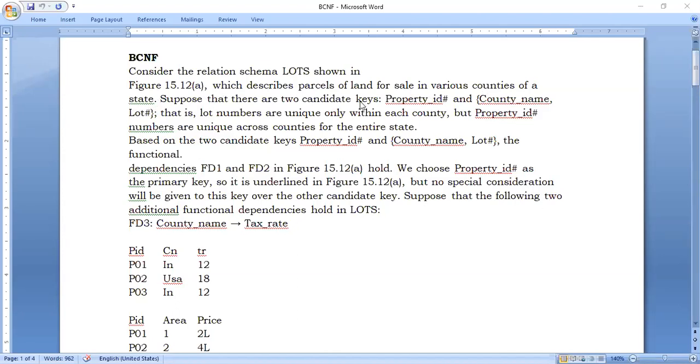Suppose that there are two candidate keys. Here you have to understand very carefully. There are two candidate keys. In this sense, what is meant by a candidate key? Or what do you mean by a primary key? The candidate keys are those attributes which are qualified to become primary key. So which are the attributes that are qualified to become primary key?